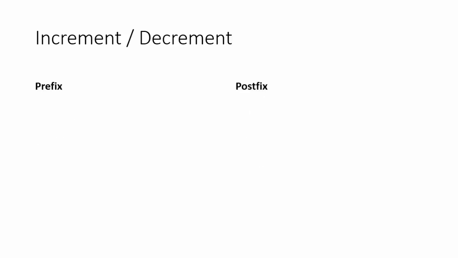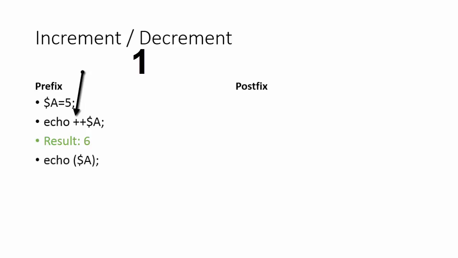Now in the increment and decrement process, first of all, let's see the prefix. For example, you have variable a equal to 5, and if you echo ++$a, then the output will be 6, because you can think of the first plus as 1, so it's going to add to our variable $a, so the result will be 6. Now in case you echo one more time, then your result will be 7. So this is prefix increment.